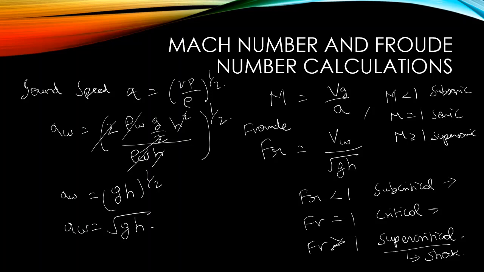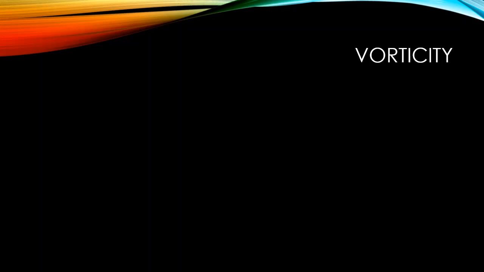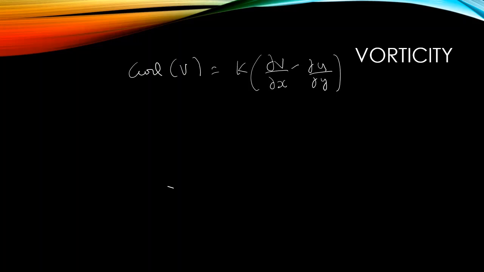And then we are also worrying about the factor called vorticity. So how much vorticity will occur? Let us see. In this vorticity, you are writing curl of V equal to K times dou V by dou X minus dou U by dou Y. So this is for vorticity.